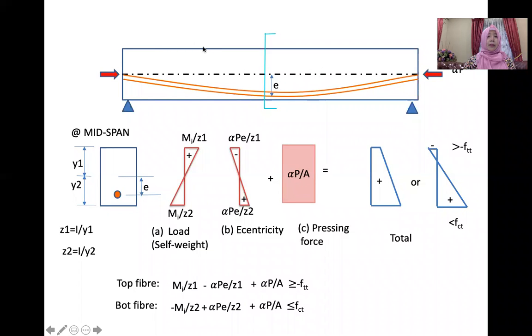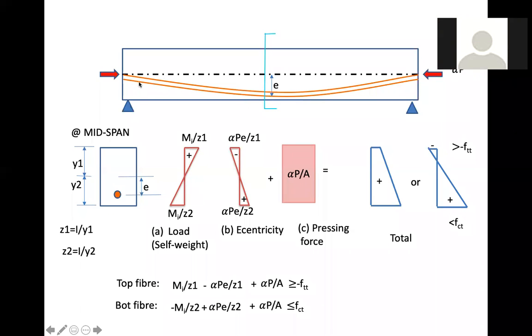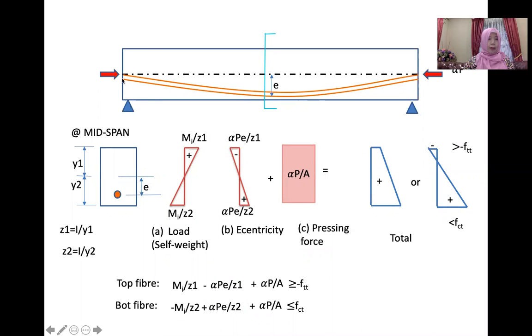And the last one is friction at the bend due to curvature of tendons. So this curvature will also induce friction between the concrete and the tendon here. It will also cause loss of the P.